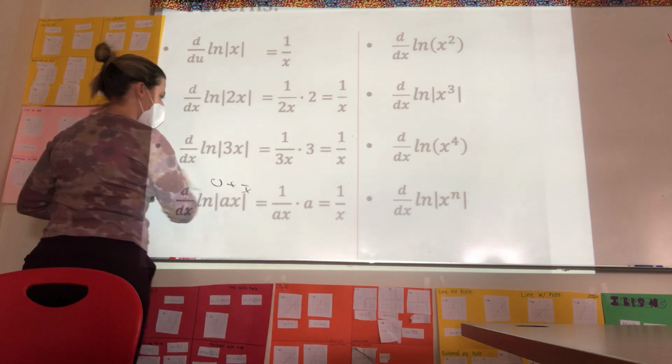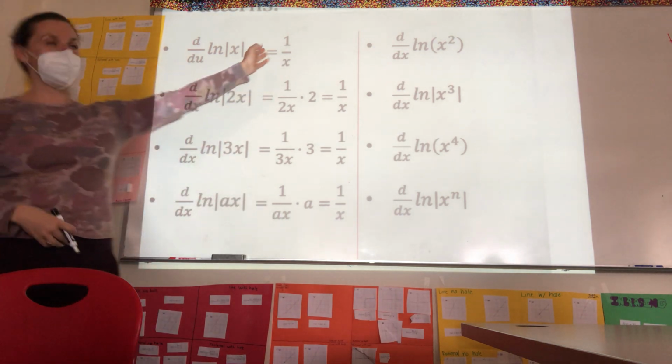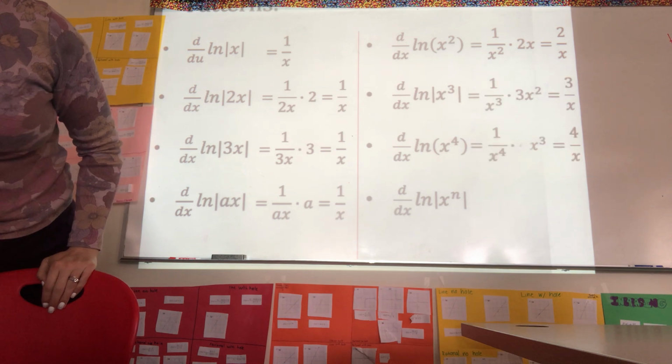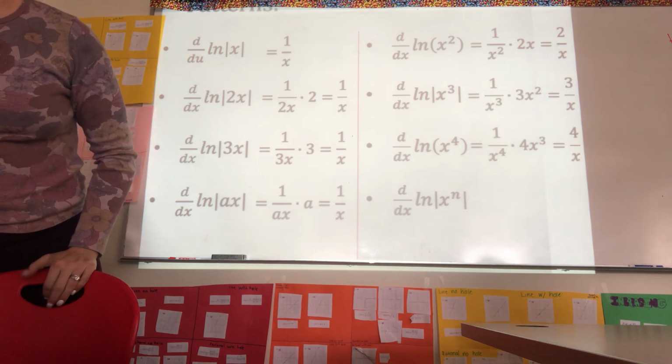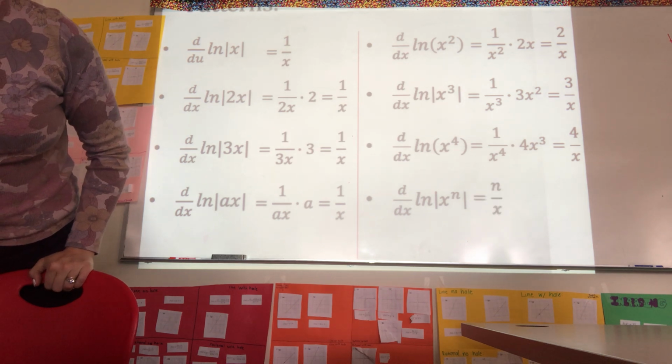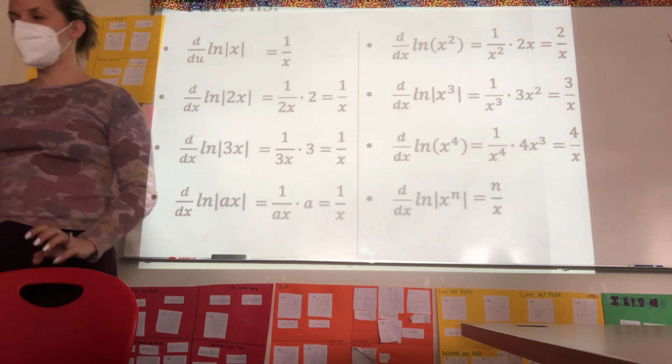All right, so this is 2 over x, 3 over x, 4 over x. The last one would be n over x.